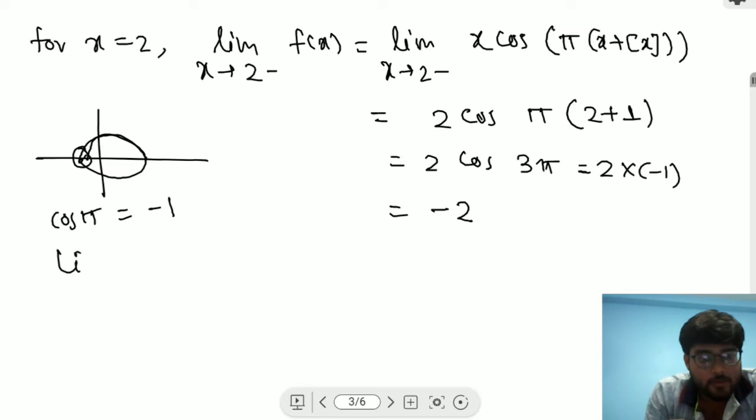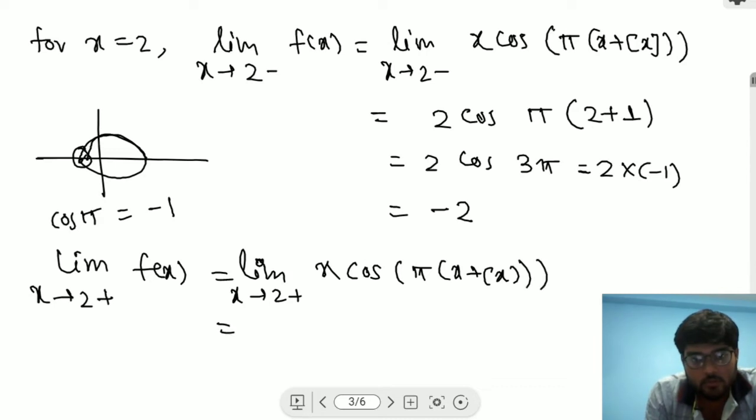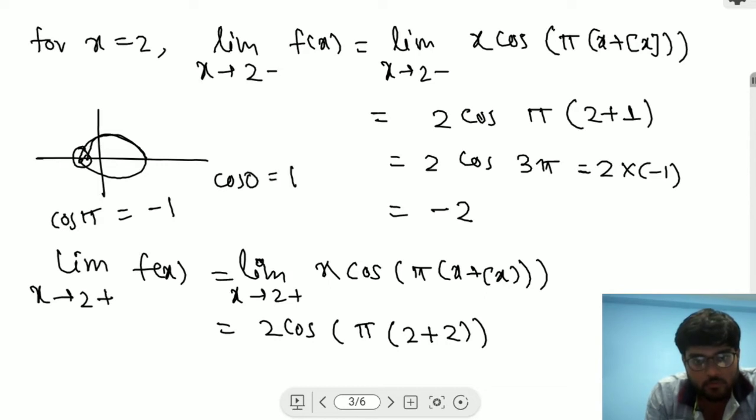Again, if we consider the right hand limit, limit x tends to 2 plus f(x) is equal to limit x tends to 2 plus x cos pi into x plus box x. So this will be equal to 2 cos pi into 2 plus 2, so this is 4 pi, so this will be cos 0. Cos 0 value is 1, so this will be equal to 2, right?